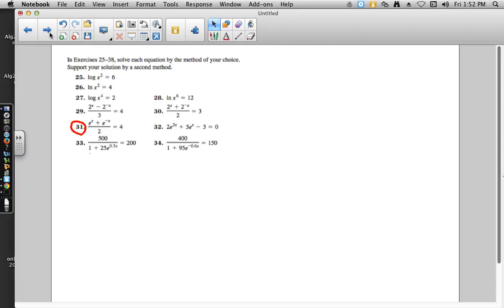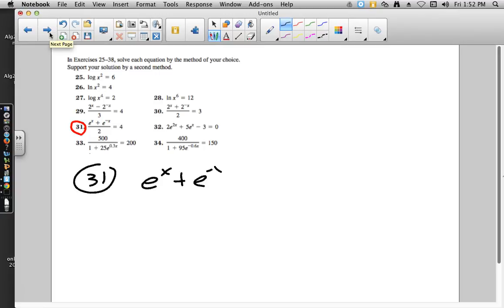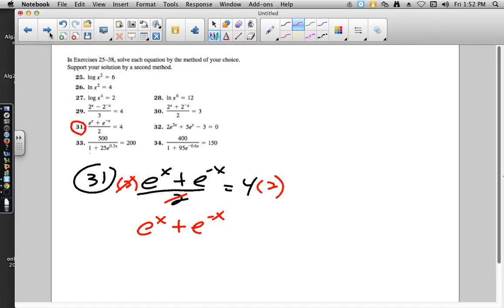So 31, this is more like what we had in your notes: (e to the x plus e to the negative x) over 2 equals 4. So we would multiply both sides by 2. And you're going to find that all of the questions that you asked me about, except for number 34, are all the same type of pattern where we're doing a little substitution to get rid of the things that are ugly, the things that we'd rather not work with.